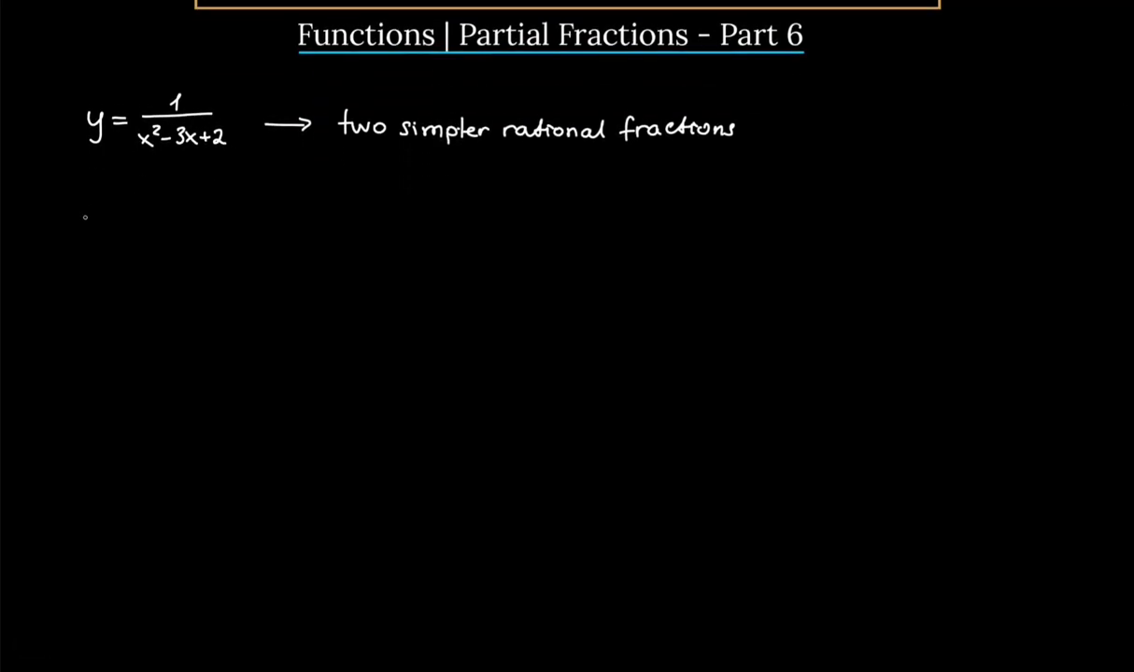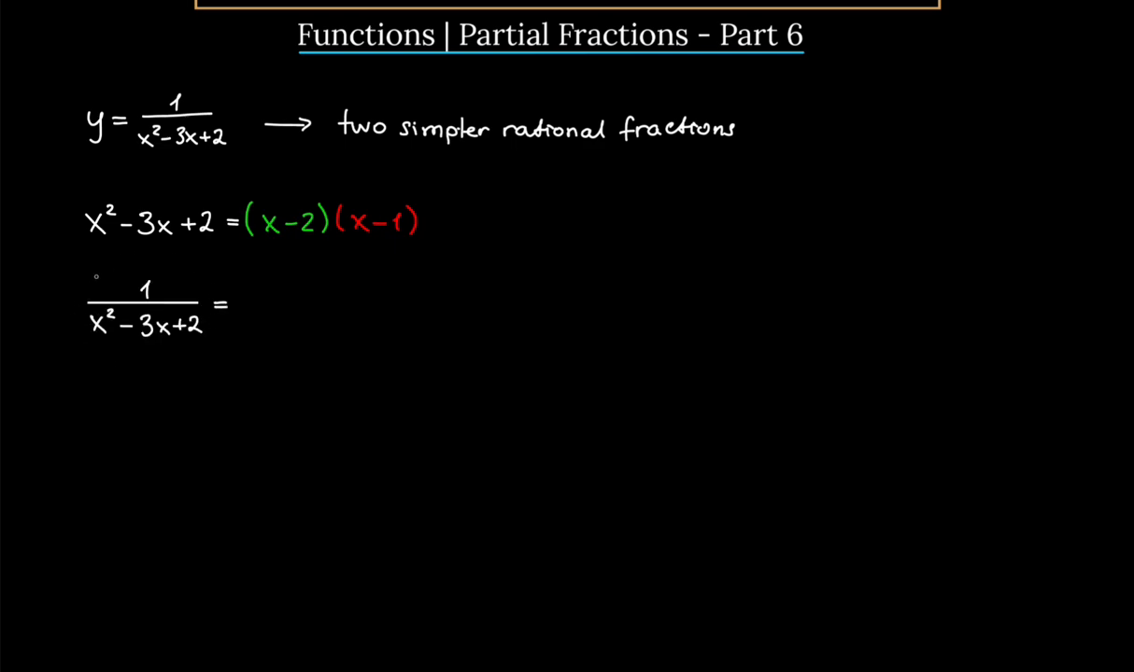As you can see, on the bottom here, we have a quadratic function x squared minus 3x plus 2. And we would begin by first decomposing this, or in other words, factorizing it. If you're fluent with factorization, you can probably see here we would get x minus 2 multiplied by x minus 1. This is important because these two factors will be the new denominators of our simpler rational functions.